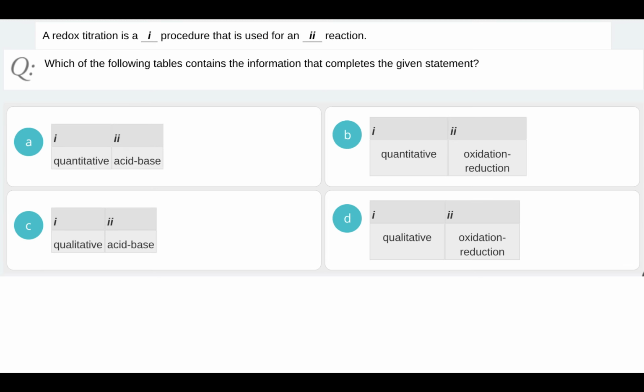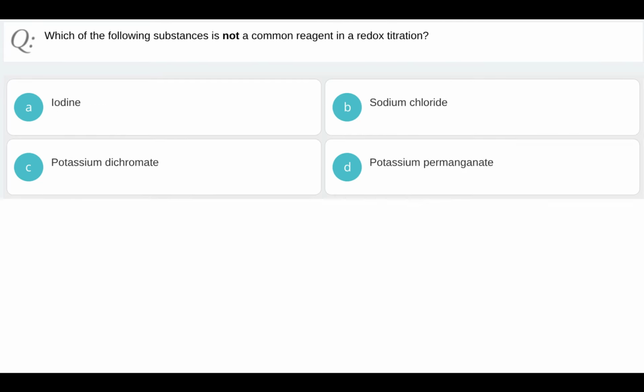Okay. Now this next one is good in terms of knowing the difference between quantitative and qualitative. So with this, it's asking about a redox titration being whether it's qualitative or quantitative. If you are doing an experiment, that falls under quantitative. So it is a quantitative process. And if it is a redox titration, you are looking for an oxidation reduction reaction. So your answer would be B.